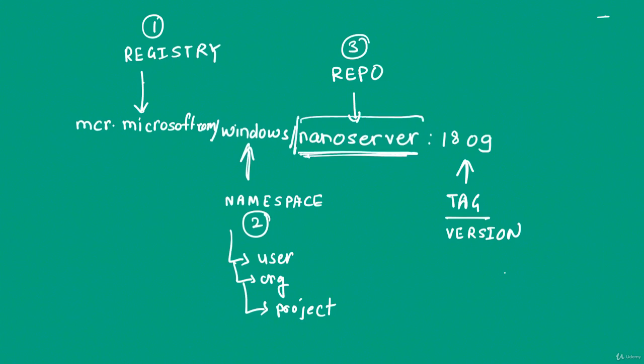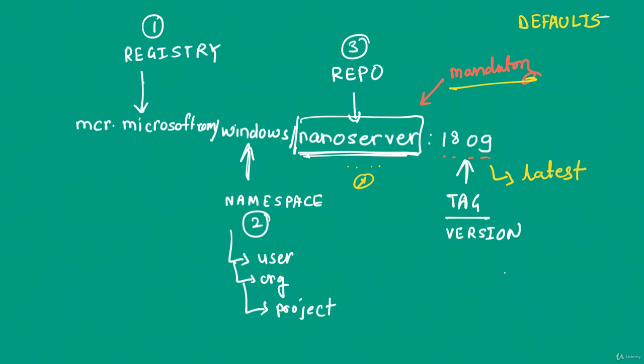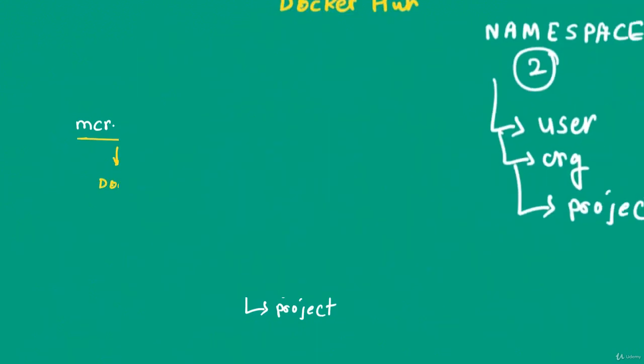Out of this, only one is mandatory, that is the Nano server. That is the third field, which represents the repository or your application. Everything else has a default. The default for the tag is latest. So if you do not provide the tag, it's going to assume latest. The default for the namespace, if you do not see the namespace, is the root namespace. What that means is this would be an official image if this part was missing. And the last part is the registry. If you do not provide a registry, it is the default, which is Docker Hub.